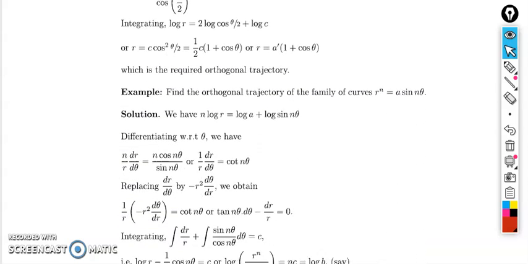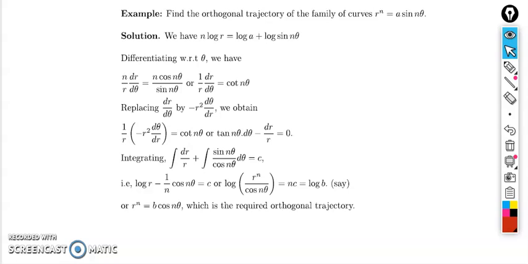It's the last example for module 4, and I've already mentioned that this should be your last class for module 4. Find the orthogonal trajectory of the family of curves r to the power n equals a sin n theta. Here we mention a special technique for you.